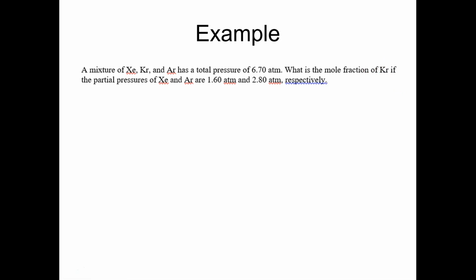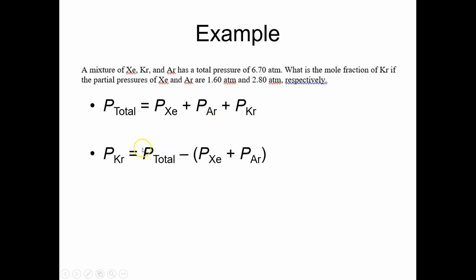Well, the way to solve this is to start by calculating the partial pressure of krypton in this mixture. So just adapting our partial pressure equation, if the total pressure is equal to the sum of the partial pressures of all the constituents, then the total pressure of this mixture, 6.7 atmospheres, is going to be equal to the partial pressures of all the constituent gases. Well, it gives us the partial pressures for xenon and argon. So I can rearrange this equation so that the partial pressure of krypton is equal to the total pressure minus the sum of the partial pressures of xenon and argon.